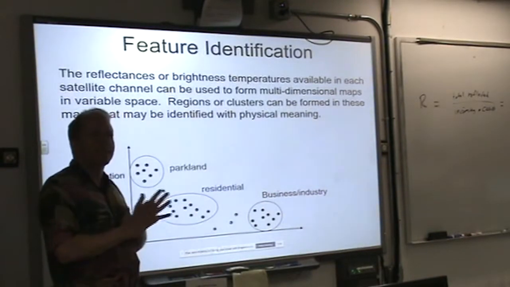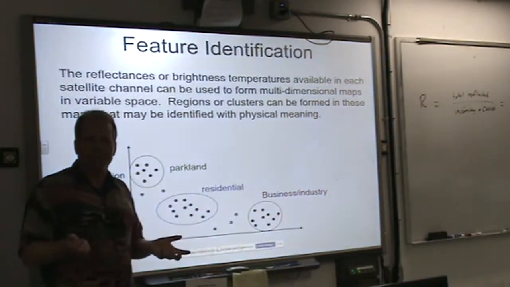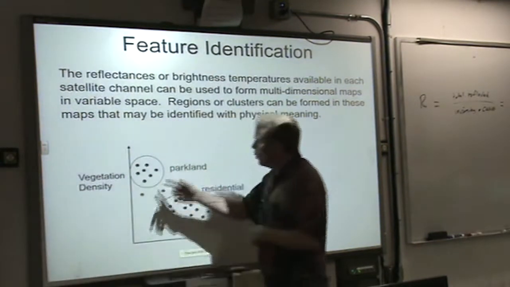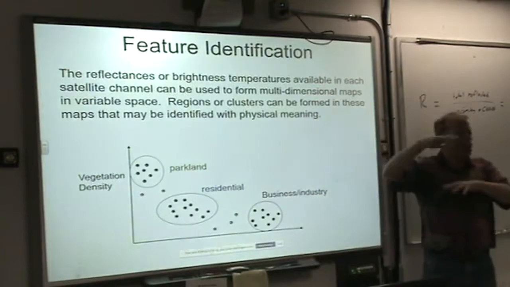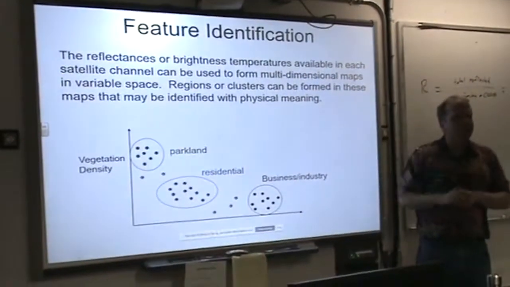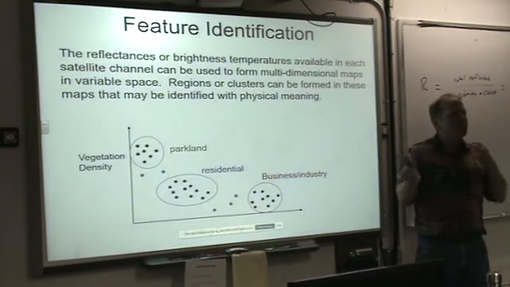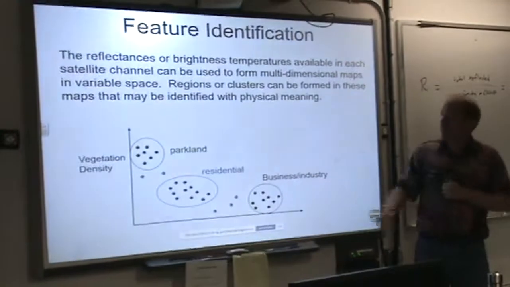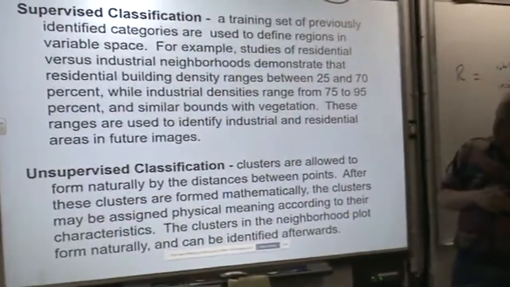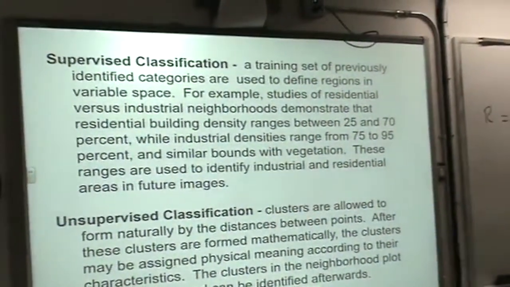Of course, in satellite, we want to do this by wavelengths. But, you know, vegetation we know has some kind of features in, you know, near infrared and green, and probably the buildings will have different wavelengths. If you pick your wavelengths right, you can do the classifications. So, there's two kinds of classification here.